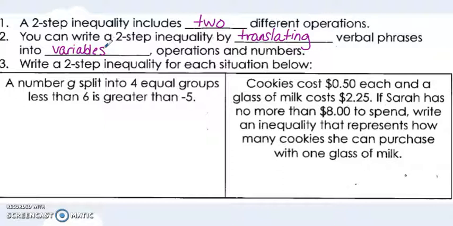We want to write a two-step inequality for the situation below. We will circle our numbers, so we have a number G, 4, 6, and -5. We are going to box in our keywords: split, less than, and is greater than.